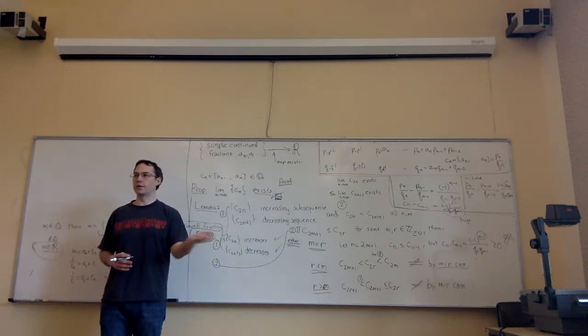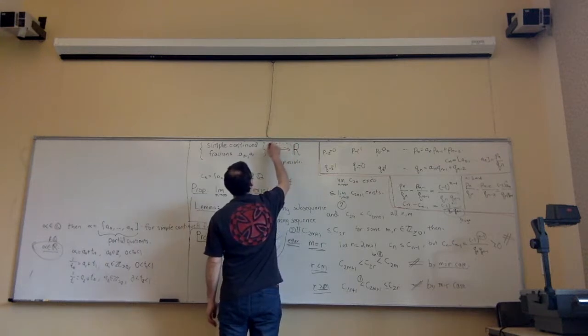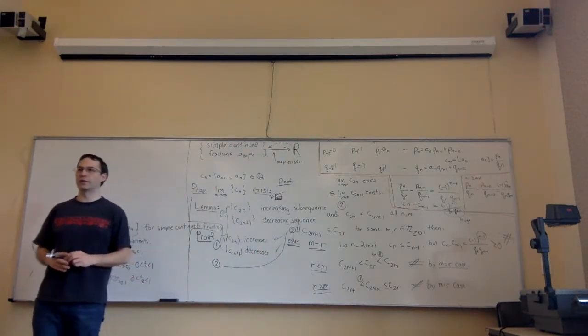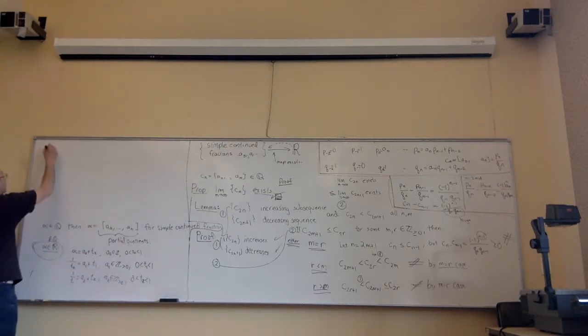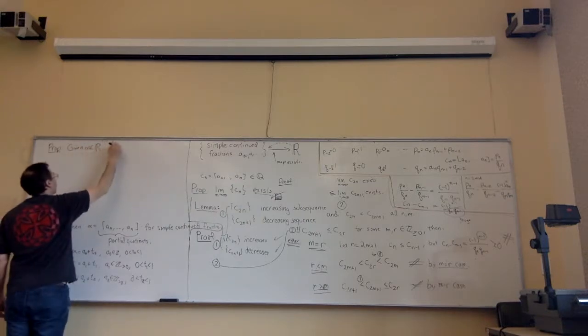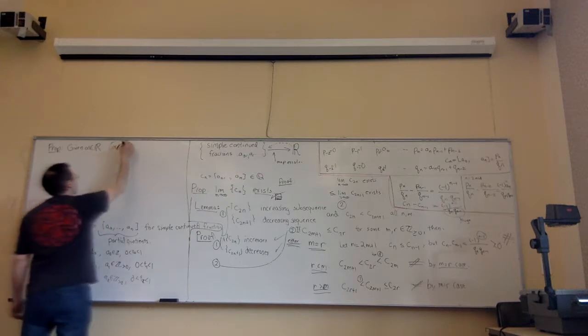And now what we're going to do is the other direction. We're going to prove that there's a map the other way. Given any real number, there's a continued fraction representation of it. So, given alpha in R, say alpha is not in Q, otherwise the procedure below terminates.